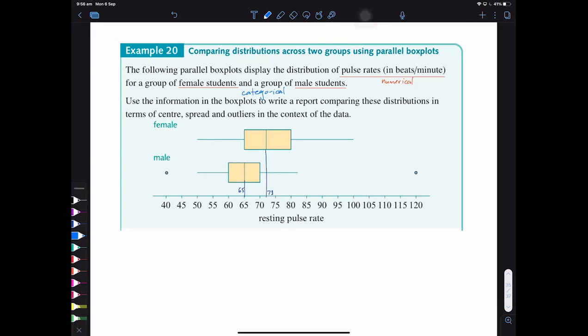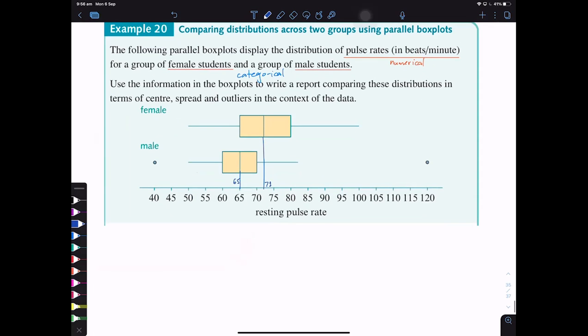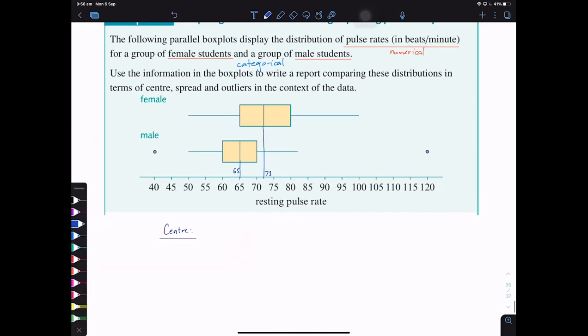Okay, so here it says, use the information in the box plots to write a report comparing distributions in terms of center, spread, and outliers. Okay, we also have to look at outliers now as well when we look at box plots. So I'm just going to quickly do it here for you guys, and I'll show you in handwriting as well. I'm going to break it out into one with center. Let's focus on the center first.